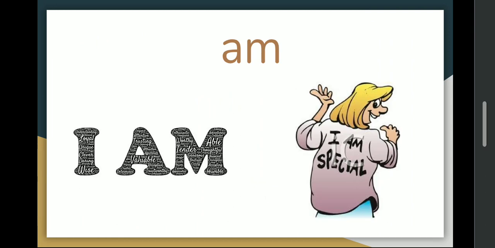The second word is am. Repeat after me, am, am. Well, am, we use it to say something about us, something that we are. For example, I can use am to say my name, I am Jesus, or also to say my age, I am 35, well, 36, almost. And also to say something about me, like I am special. So am, am.